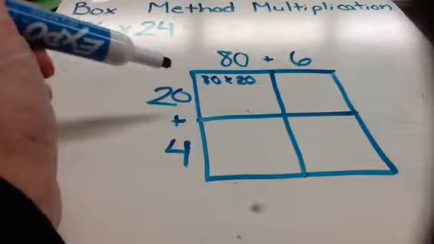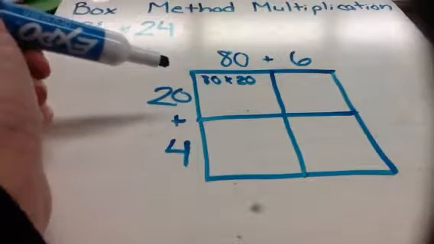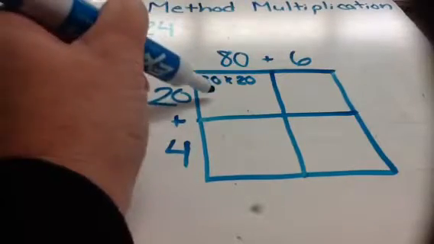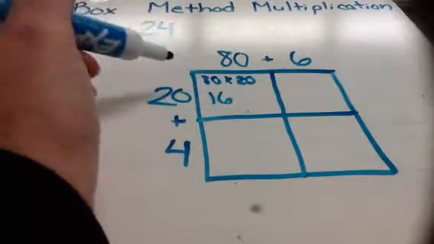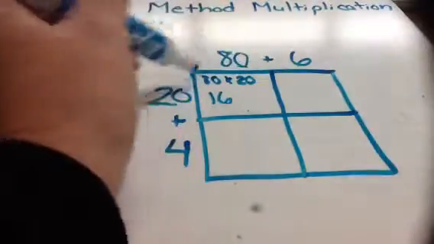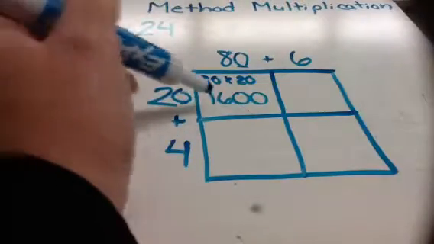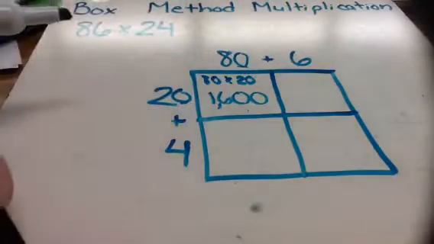20. If I remember multiplying by multiples of 10, I know that I can really just multiply 8 times 2, which equals 16. And then include the 2 zeros from both of those numbers in my final product. So 80 times 20 is 1,600.